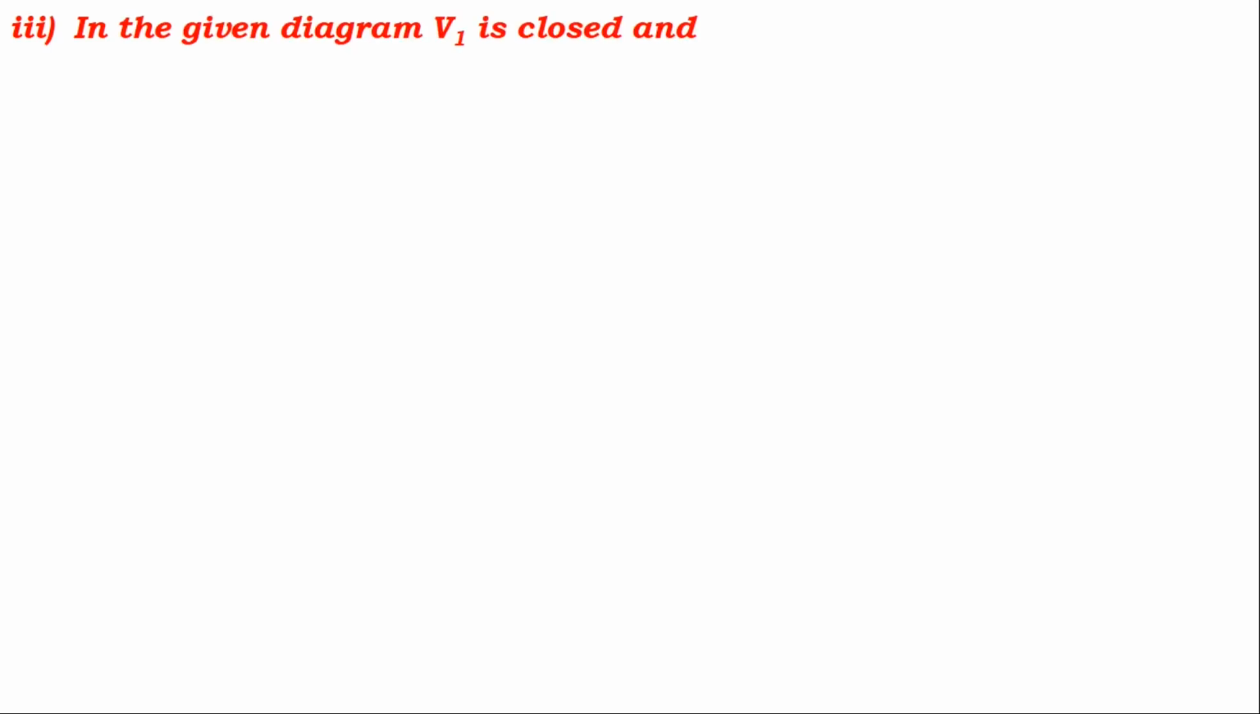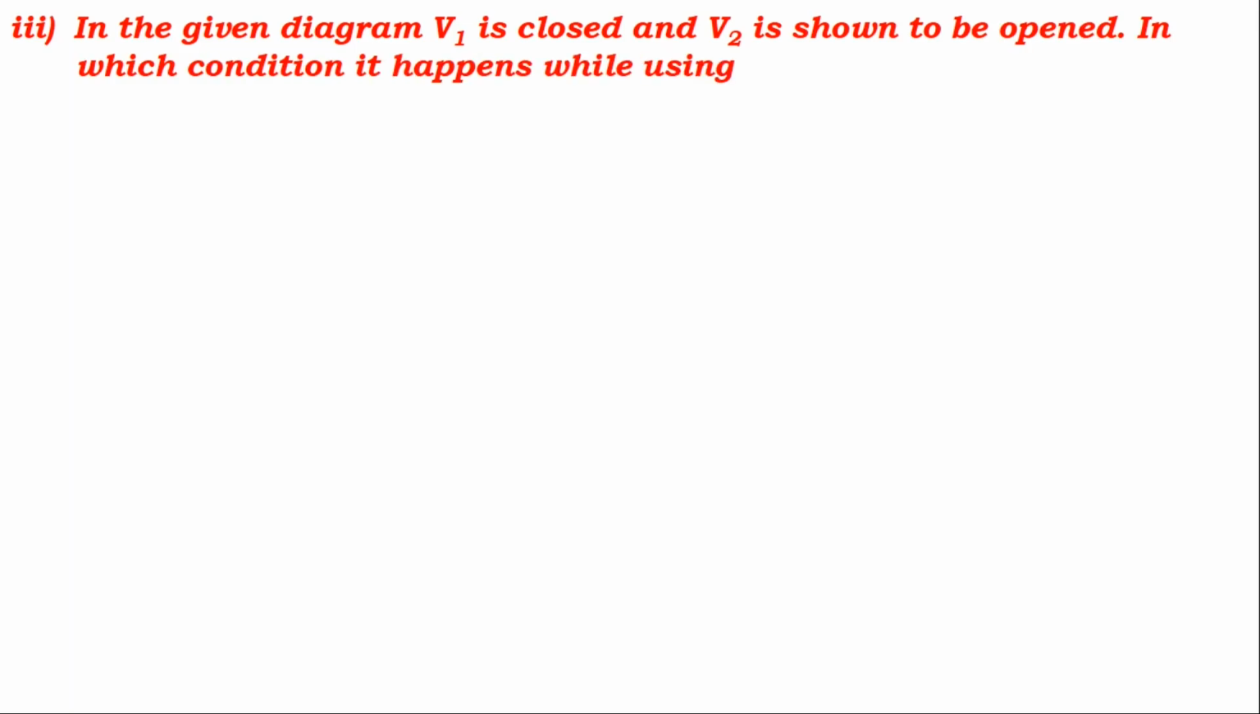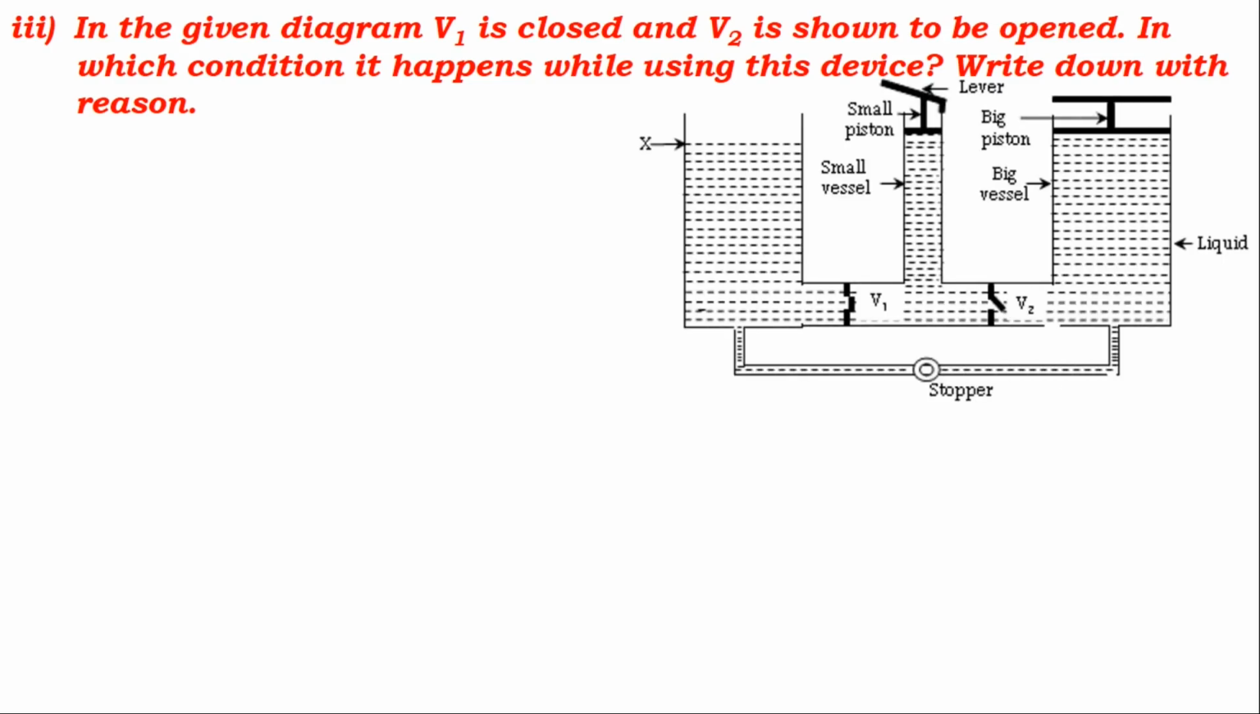In the given diagram, V1 is closed and V2 is shown to be opened. In which condition does it happen while using this device? Now again we need the device, that's why I'm showing the device again. And the question is, V1 is closed here, it is shown closed, and V2 is not closed, it is opened. And in which condition it happens is our question.